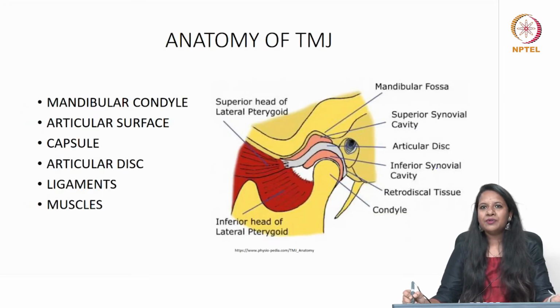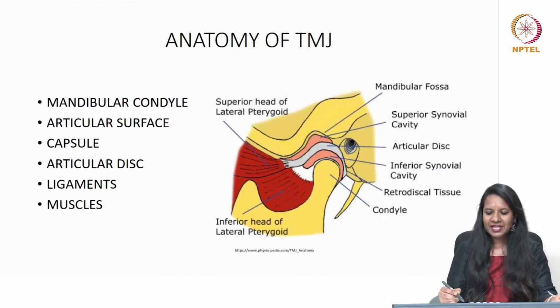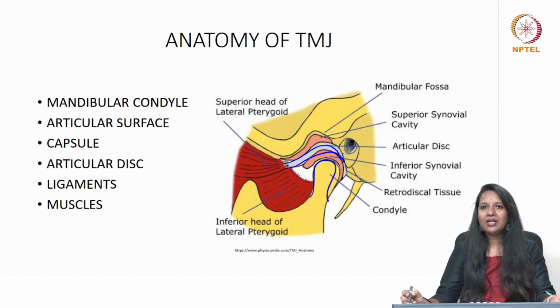Moving to the anatomy of TMJ. So, the TMJ consists of mandibular condyle and an articular surface with a capsule, articular disc and its own ligaments and muscles which permit various movements of the TMJ.